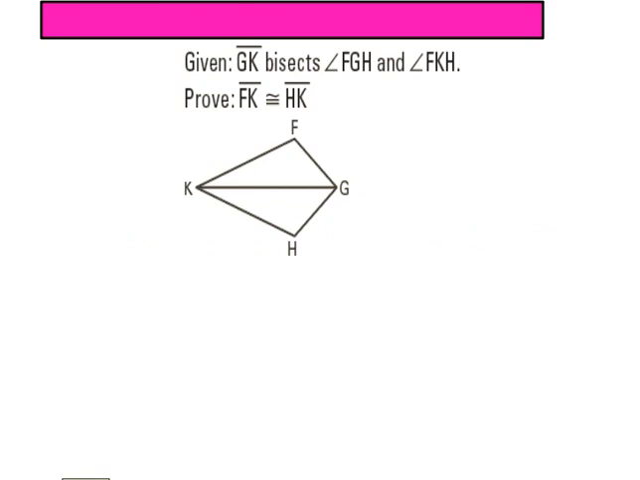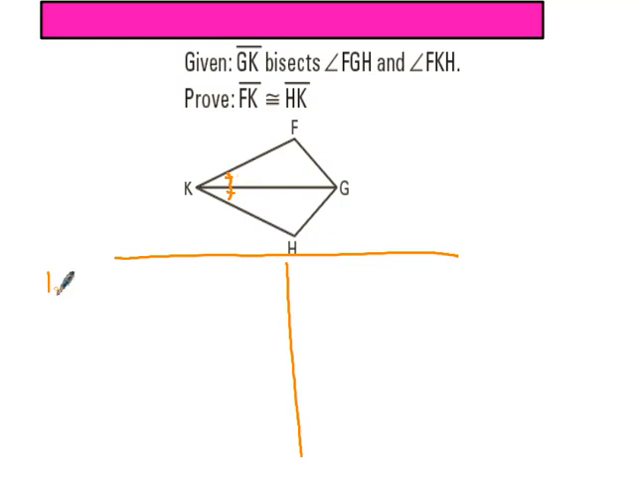So we got a proof. Go ahead and set up a table here. In this proof they said GK bisects angle FGH. So because it bisects it, by the definition of an angle bisector, we know it's going to break that angle in half and make these 2 parts, corresponding angles, congruent.